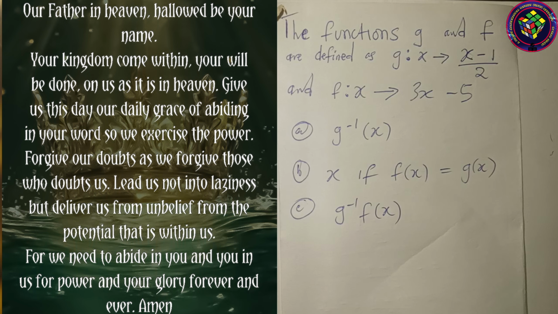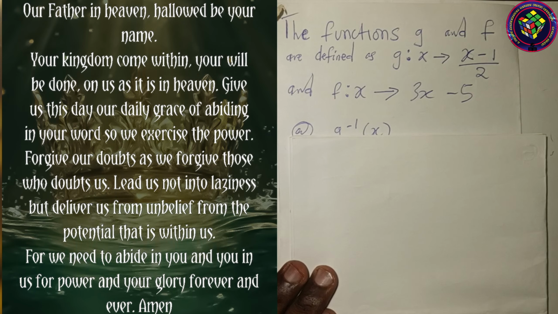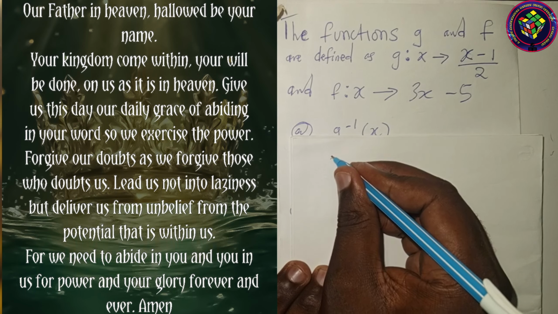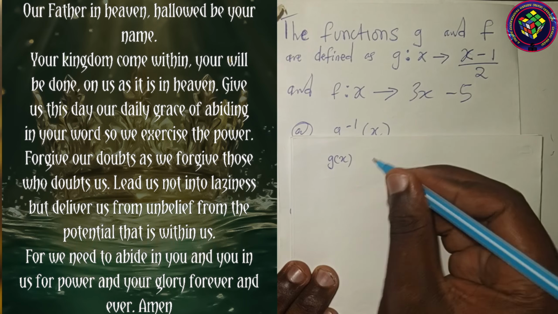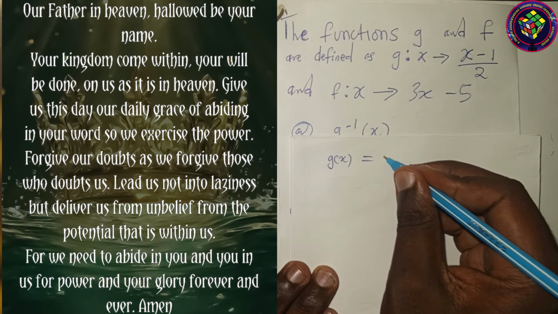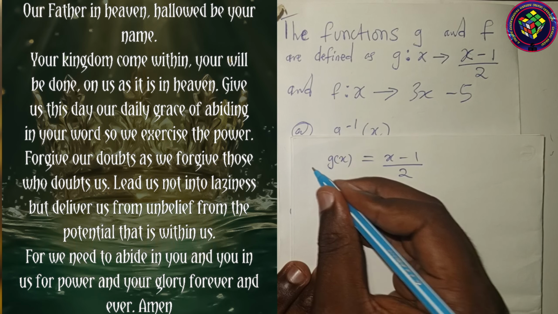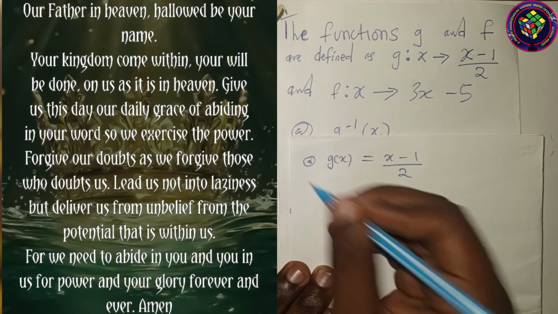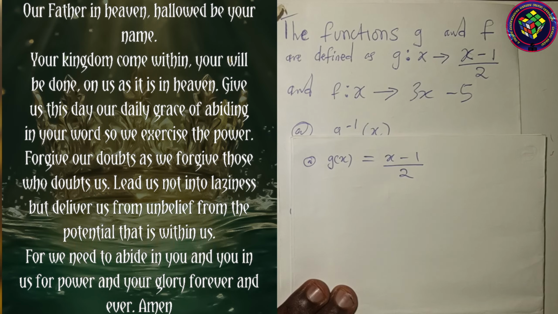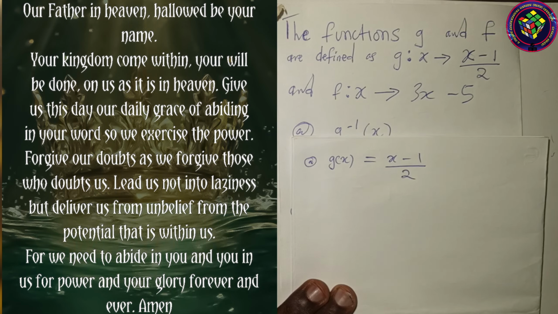So we have number 1, find g inverse of x. So g inverse of x is just the inverse of g of x. Okay, so according to the question, g of x is equal to x minus 1 over 2. So that is our g of x, and we want to find g inverse of x.